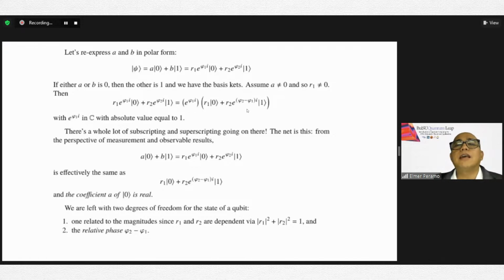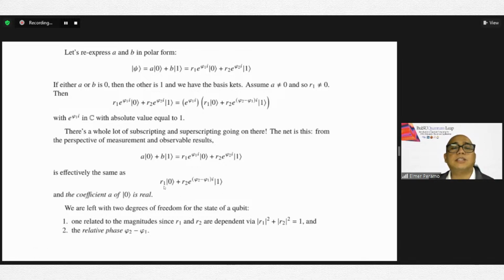We can remove the global phase, and what is important and will play a very important role is the relative phase, which is going to matter when we talk about interference. So basically, with e to the i phi in C with absolute value equal to 1, we can just remove this. So the representation now becomes r sub 1 ket 0 plus r sub 2 e raised to the relative phase, phi 2 minus phi 1, times i, times ket 1.